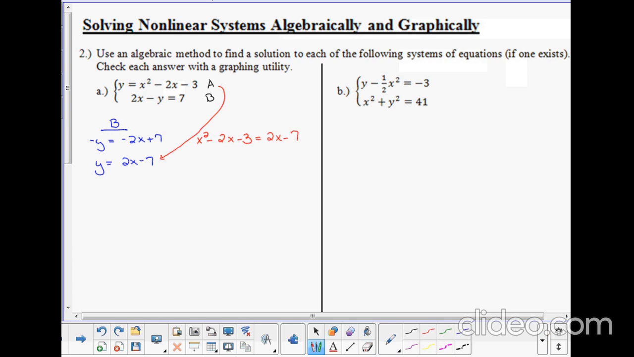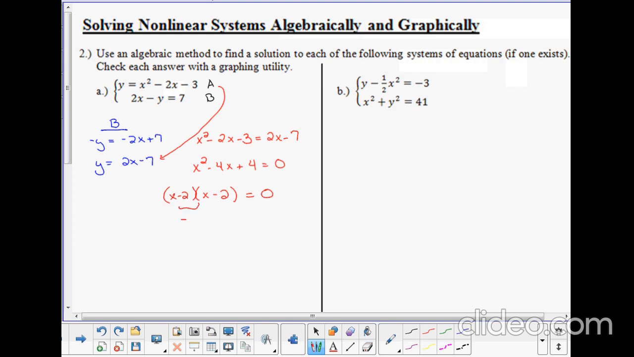Now I may notice that this is a quadratic equation. So x squared minus 2x minus 3 equals 2x minus 7 is quadratic. So I want it to equal 0 if I'm going to solve algebraically. So I'd subtract 2x from both sides. I would add 7 to both sides. And this is an easy factorization. This should be x minus 2 quantity squared equals 0. You could also write this out as x minus 2 and x minus 2. Either would be okay.